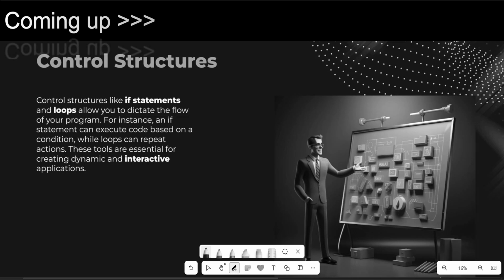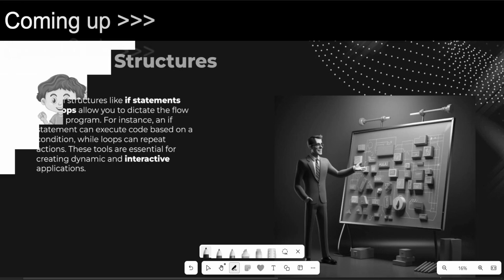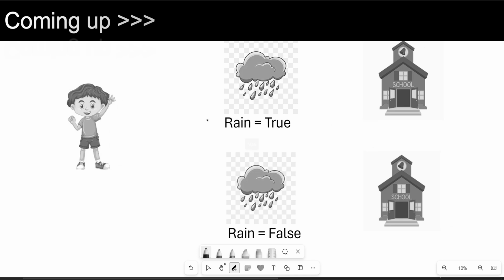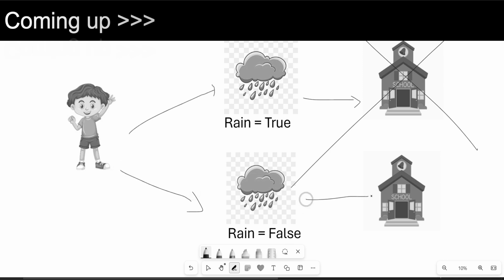Now I'm going to give you a real example. We have a condition. If it's raining, so rain equal true, he doesn't go to school. So let's say like that, he doesn't go to school. But if it's not raining, so rain equal false, the condition is false, then he goes to school. Okay? So this is an example of conditions that we use in programming.